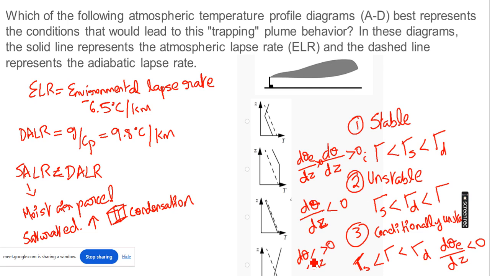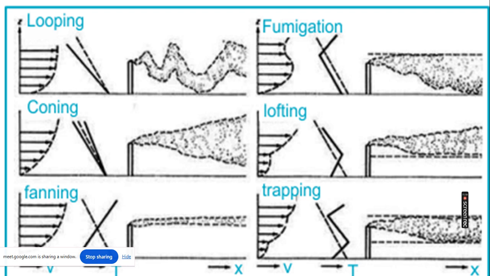So here in this question, we have been given different temperature profiles with different environmental lapse rate and adiabatic lapse rate values. From these atmospheric profiles, we need to identify which are stable and which are unstable, and what the plume behaviors are corresponding to different stability conditions. It is given that the solid line represents the environmental lapse rate and the dashed line represents the adiabatic lapse rate. Before solving this question, we will have a look at different plume behaviors.